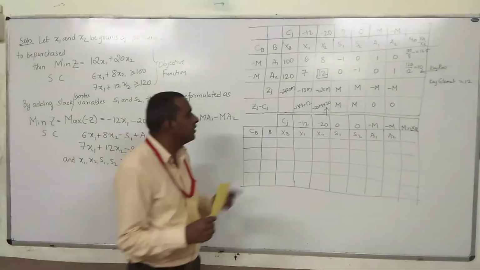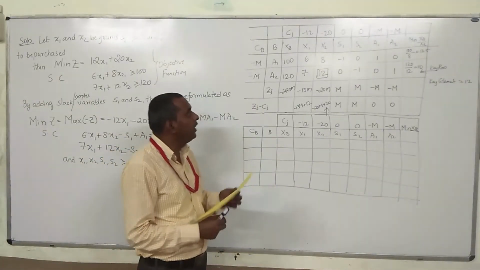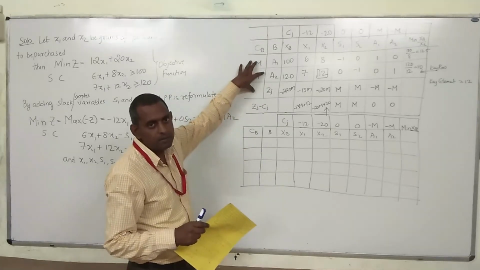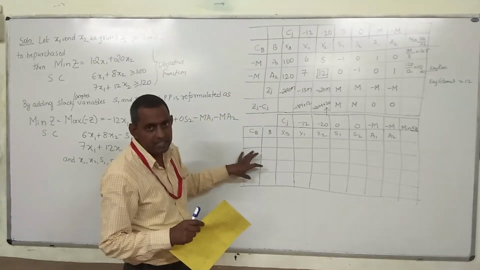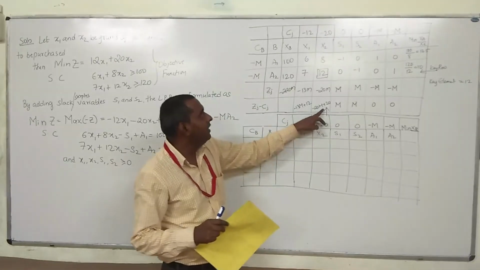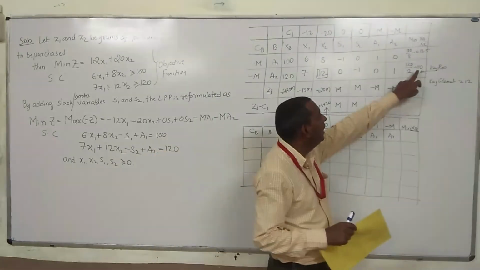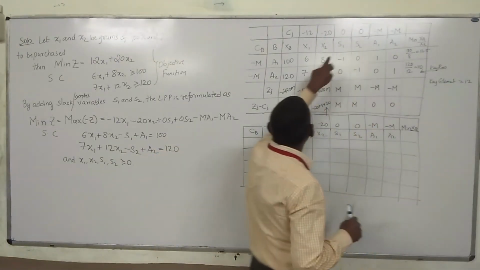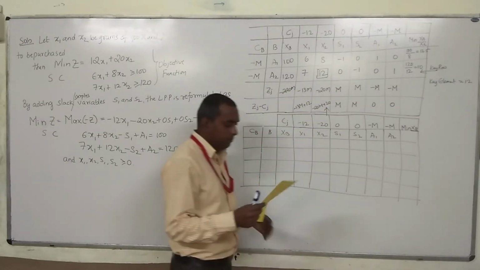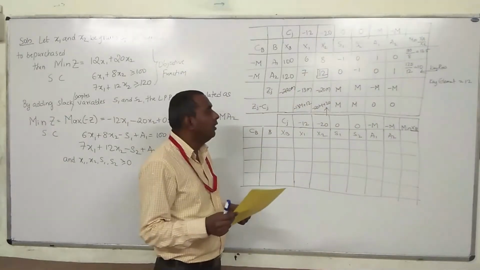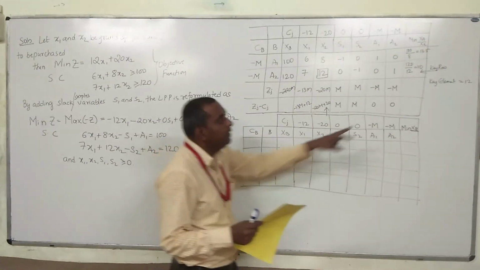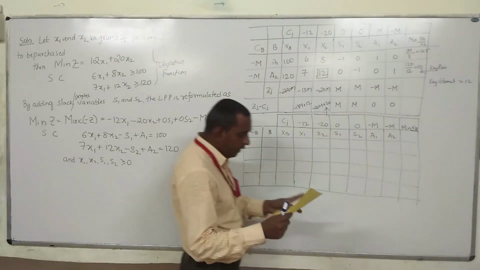Welcome back, students. This is the continuation of the problem. This is the first simplex table. Now it is the second simplex table. So here X2 enters the basis and A2 leaves the basis. Fine. A2 leaves the basis. Key column is 12. So let me write the values here.